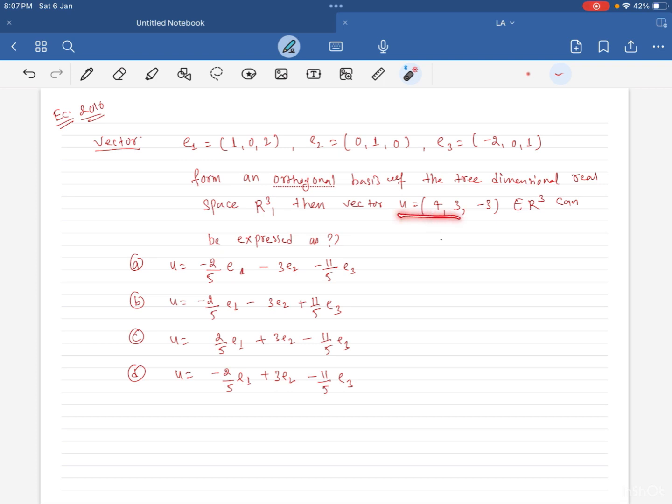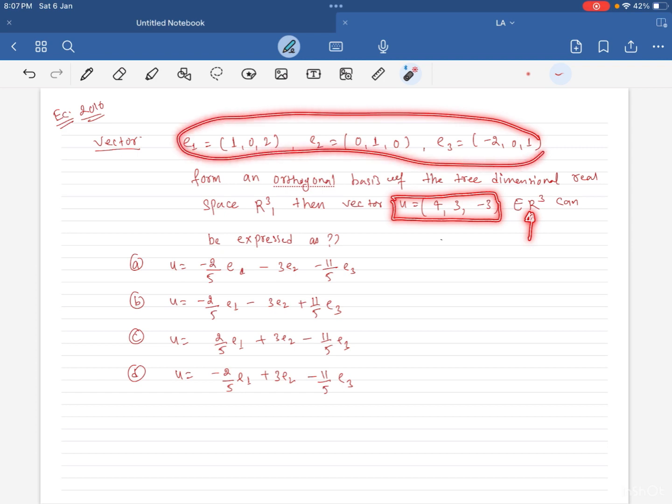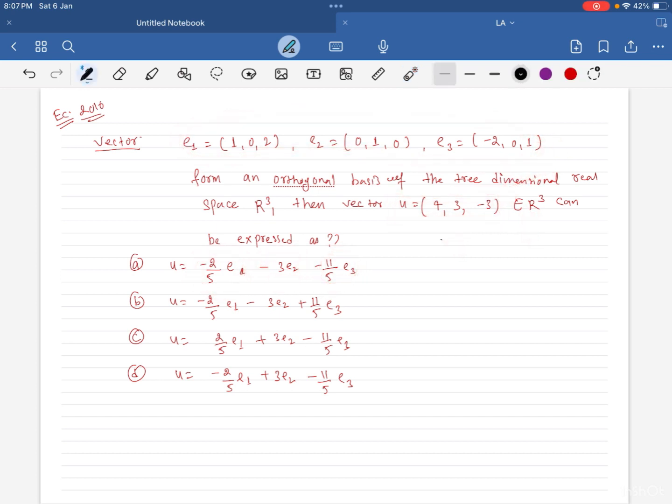So the vector u that belongs to R cube can be expressed as, basically, we have been given this vector u, right? And this vector u also belongs to this space R cube, right? That means you can take some combination of these basis vectors and you can reach this u, right? What we have been asked is what combination you will take to reach this vector, that is what we have to find. So what combination of E1, what combination of E2, what combination of E3.